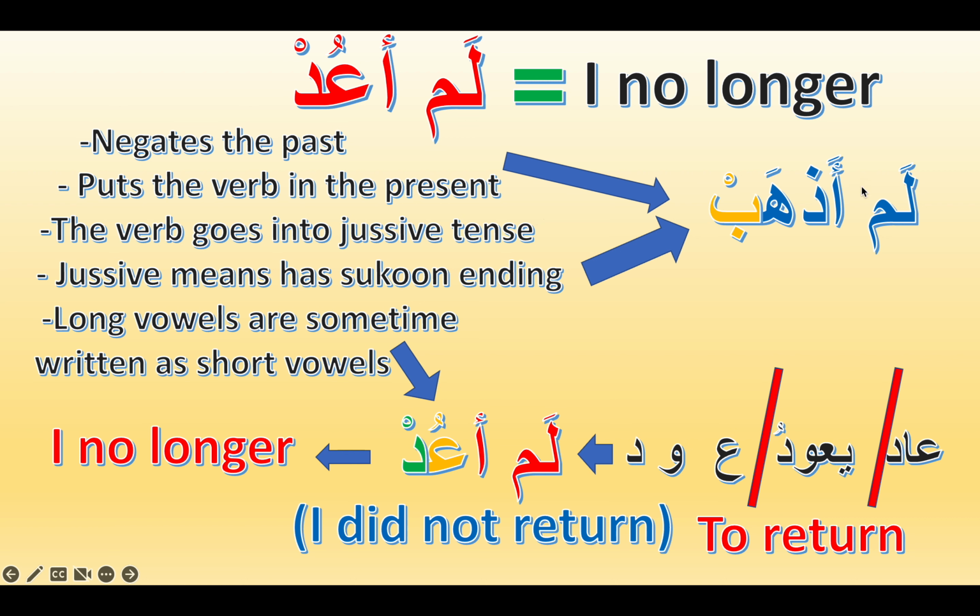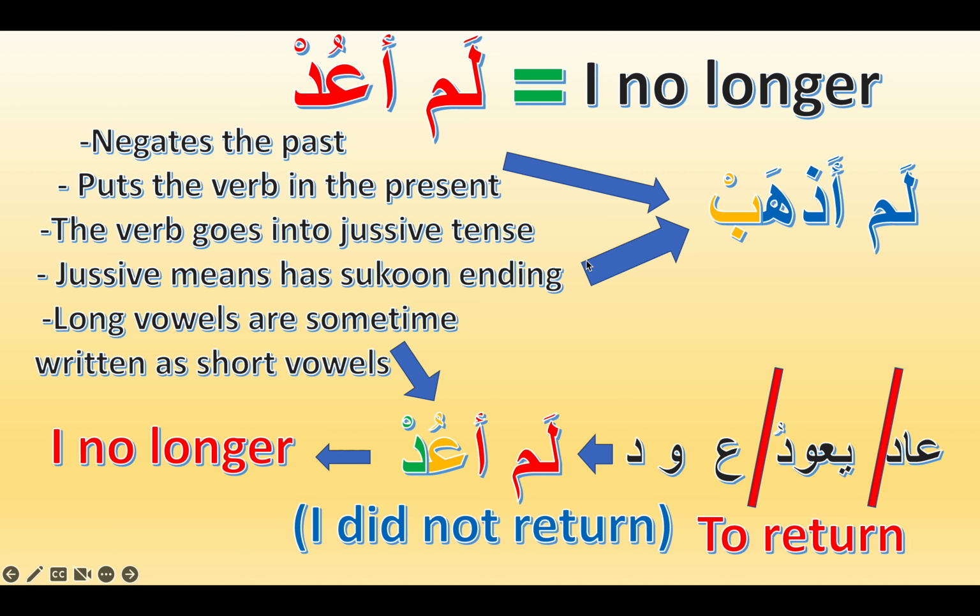So here's an example. لم أذهب means I did not go. It's not لم ذهبت, it's لم أذهب. Even though the verb is in the present, it is conveying the meaning of the past because of the lem. Now with lem, the verb goes into the jussive tense, and the jussive tense is indicated by the sukun. So in the nominative, we have أذهب. In the subjunctive, أذهب. But in the jussive, it is أذهب with a sukun.